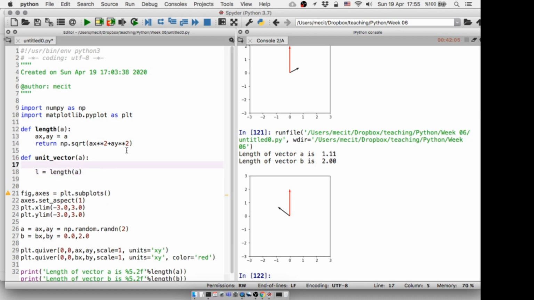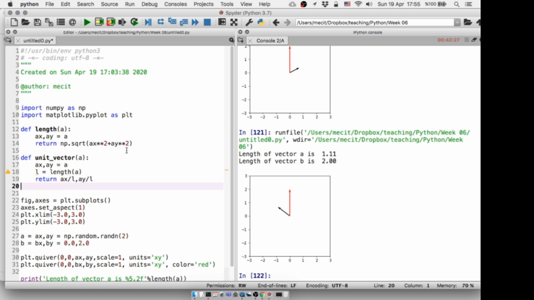And before that, I can deconstruct A, get the components from A, get its length, and then return the unit vector as AX over L, AY over L. So this function will return a unit vector. I am dividing the components of this vector by its length to get the unit vector.